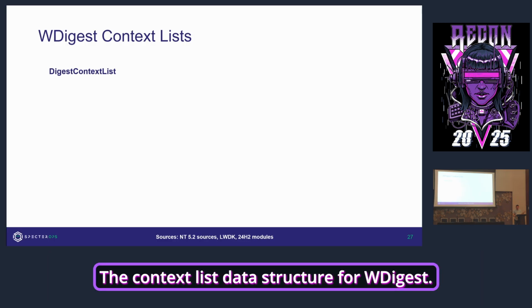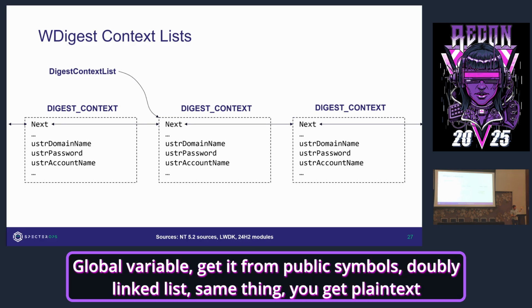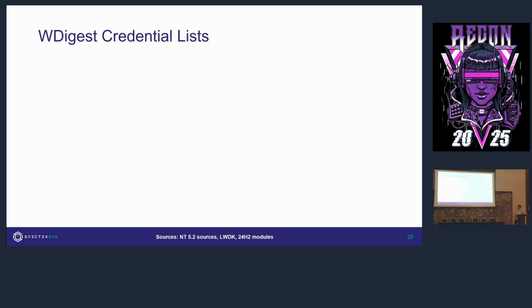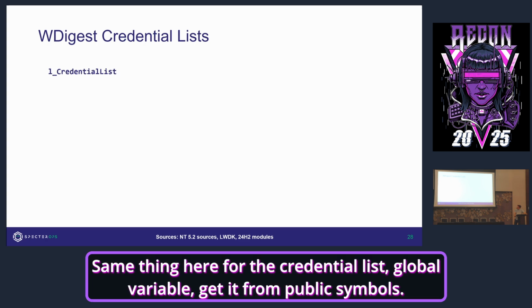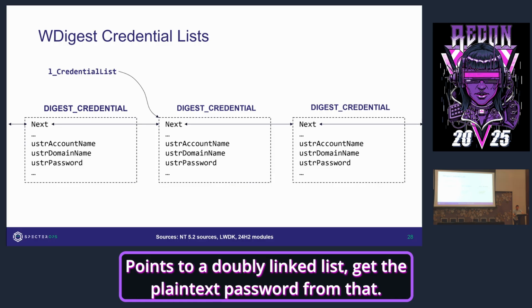The context list data structure for WDigest: global variable, get it from public symbols, doubly linked list, same thing, you get plain text creds. Same thing here for the credential list, global variable, get it from public symbols. You're starting to get the hang of this, right? Points to a doubly linked list, get the plain text password from that.